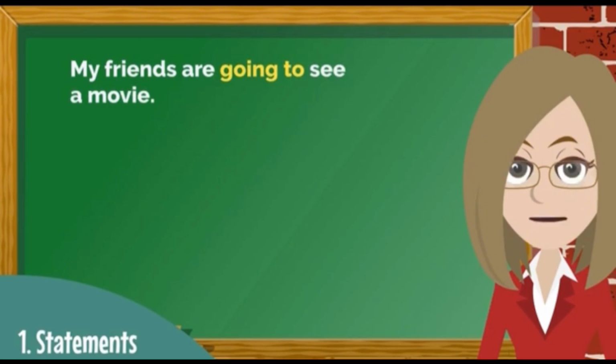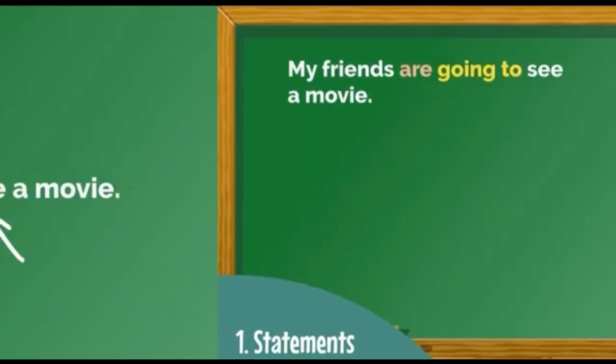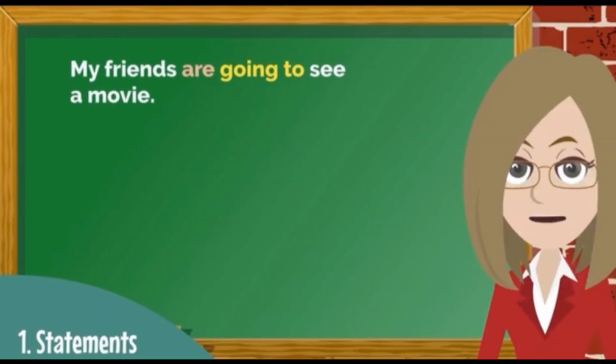We use the words going to right before the main verb or verbs of the sentence. As well, we also use a be verb right before the words going to. Here are the be verbs that we use in English. Also, we usually add a future time to the sentence.